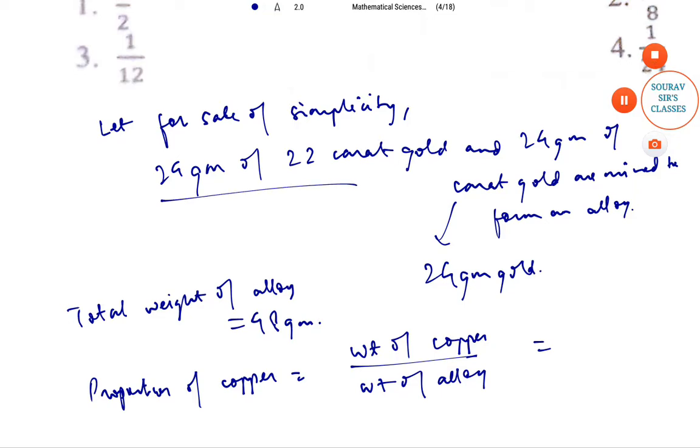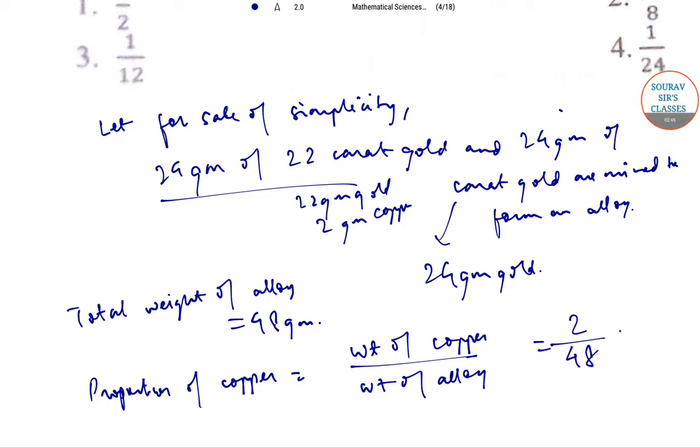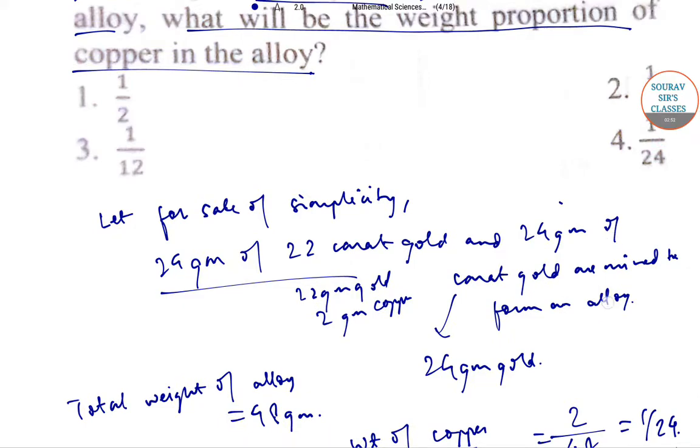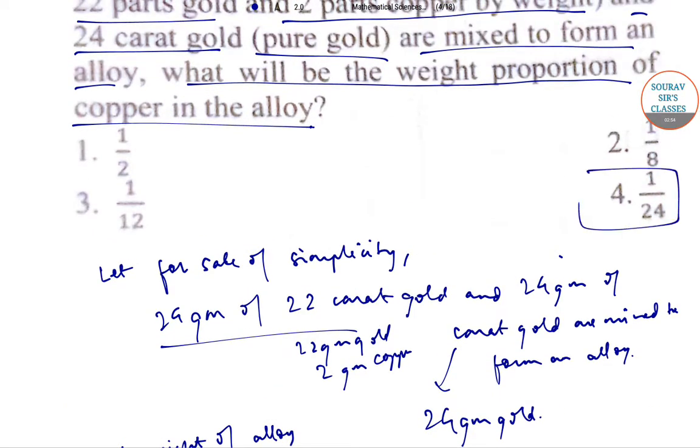in this, we have 22 grams gold and 2 grams of copper. So the total weight of copper in the whole mixture would be 2 grams, and the total alloy is 48 grams. So the proportion comes out to be 1 by 24. Therefore, option 4 gives us the correct answer.